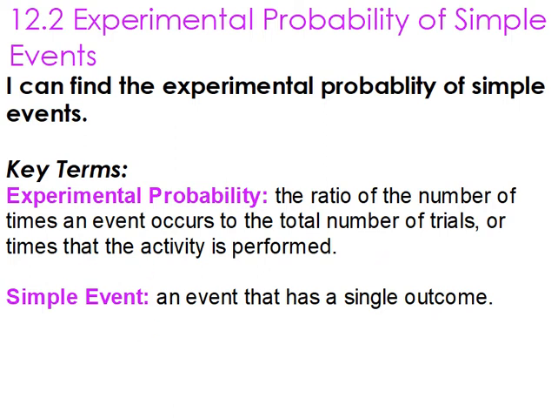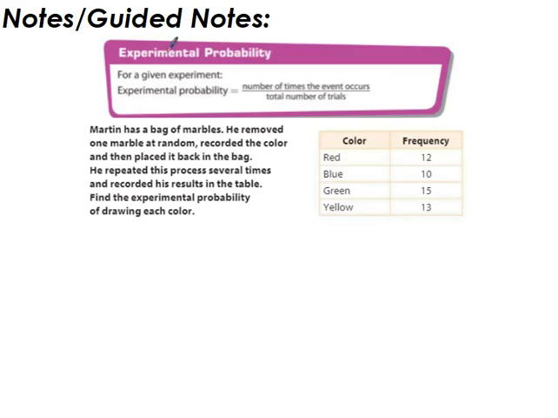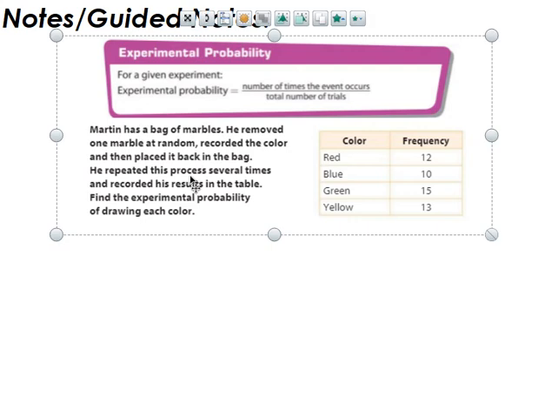A simple event is an event that just has one outcome. Kind of like when we roll the dice, that's a simple event. We just roll the dice once, that's a single outcome. There's only one possible thing that can happen as a result. So here's what I mean.